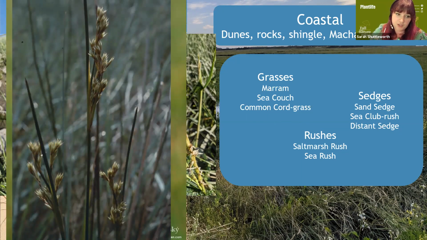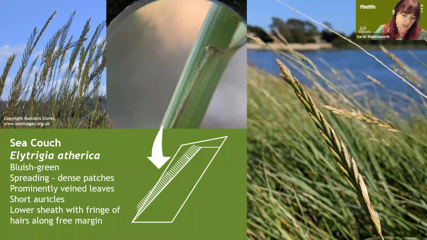So this is sea rush. So that's another one that you could find. The good thing about coastal habitats is that quite often the species are quite distinctive and they will only grow in coastal habitats. So actually it narrows down your pool of things to look for quite dramatically. So the first one we're going to talk about is the grass species of this habitat.